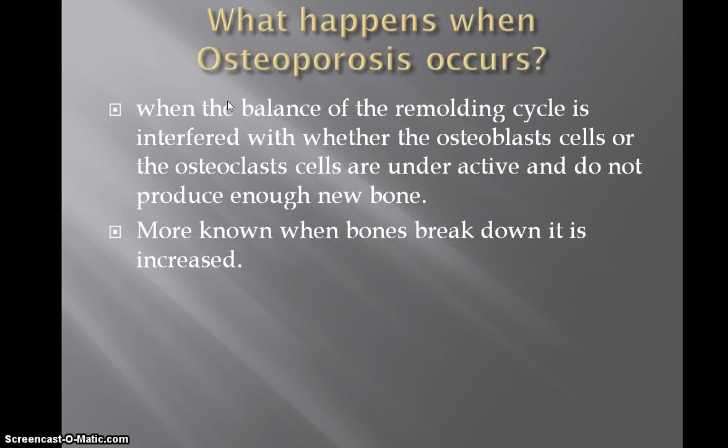What happens when osteoporosis occurs? When the balance of the remodeling cycle is interfered with, whether the osteoblast cells or osteoclast cells are underactive and do not produce enough new bone. More commonly, bone breakdown is increased.